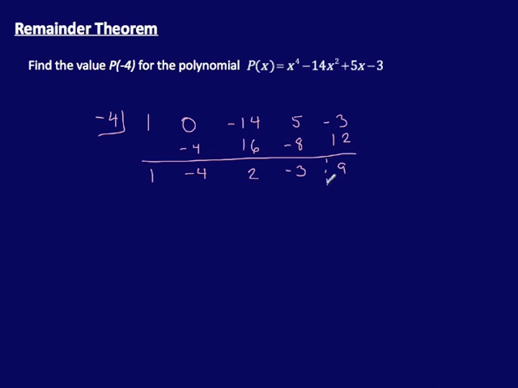9. Now, since this is the remainder theorem, we're going to use the remainder. The remainder here is 9, so what this tells us is p of -4 is 9. Don't believe me? Plug -4 back in here and check for yourself.